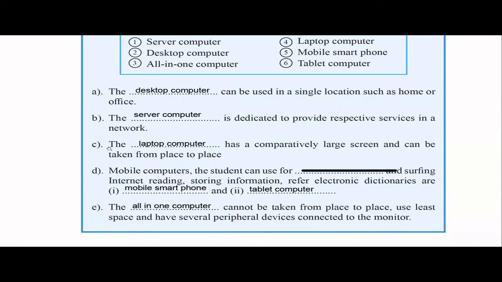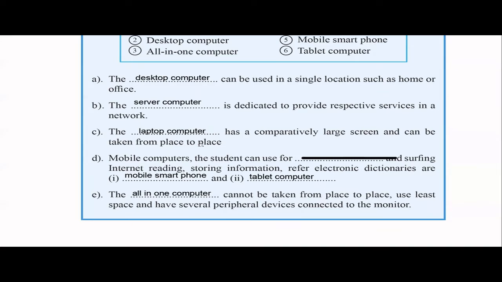Next one: the blank has a comparatively large screen and can be taken from one place to another. That means from place to place, you can move it. It's a portable thing, but it's not a tablet. Why? It has a comparatively large screen. That is why we pick it as the laptop computer. Otherwise, tablets and notebooks are also portable computers, right? But comparatively large screen means that it should be the laptop computer.